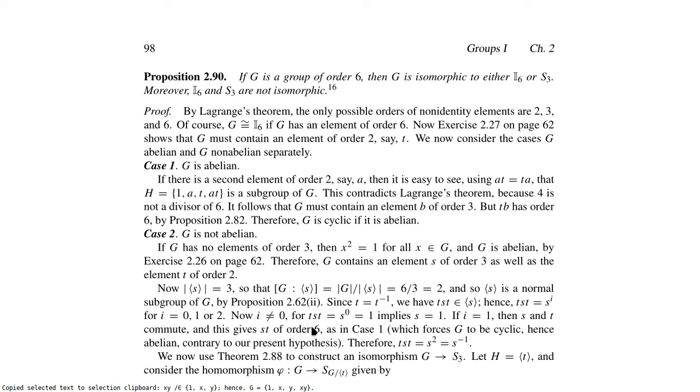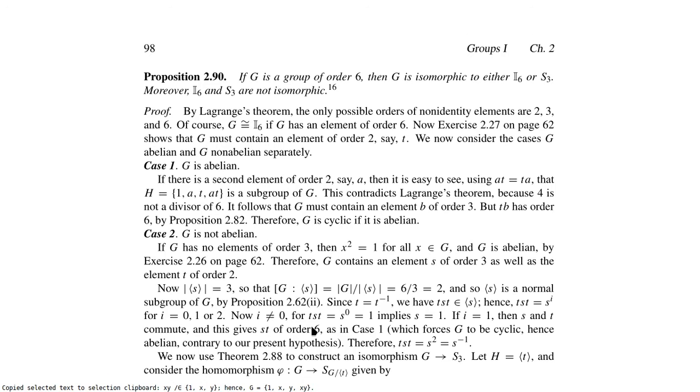Okay, so this is also similar to what we've done before, but let's see. Again, by Lagrange's theorem, the only possible orders of non-identity elements are 2, 3, and 6, of course. Otherwise, they would not divide the order of the group. So G is isomorphic to I6 if G has an element of order 6. That's trivial.